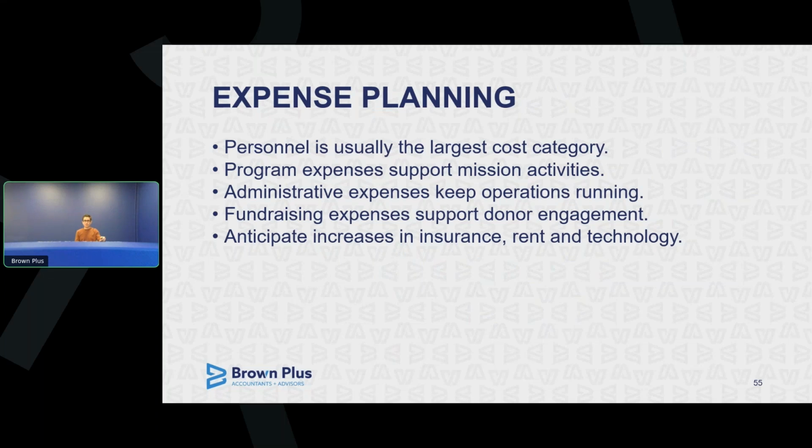Next is overhead or administrative expenses. Overhead gets a bad reputation, but let me reassure you, overhead is not the enemy here. It keeps your lights on, and that is literally, it keeps your lights on. These are costs like rent, utilities, insurance, bookkeeping, technology tools, leadership salaries, office supplies, and phone and internet service. Without these, your programs do not have a foundation to stand on.